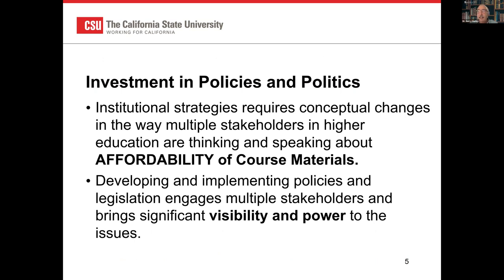Now, when you're looking at the significant scope and complexity of institutions, when there are multiple stakeholders, how do you change the way they are thinking about and speaking about course materials, which has been a relatively unmanaged process in higher education, really the relationship between faculty and publishers and bookstores and libraries in a way? How do you change the way they think, both at faculty, but how does your deans, how does your provost, how does your president think about this?